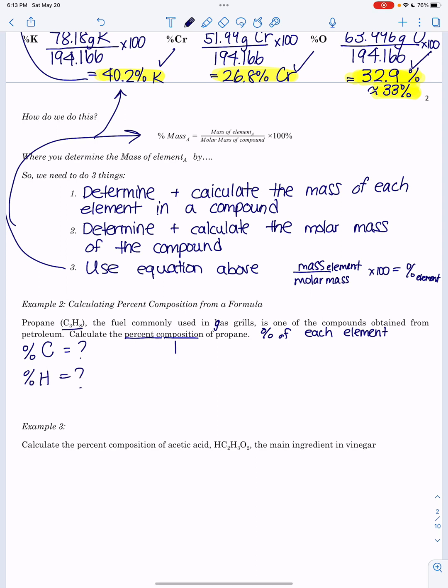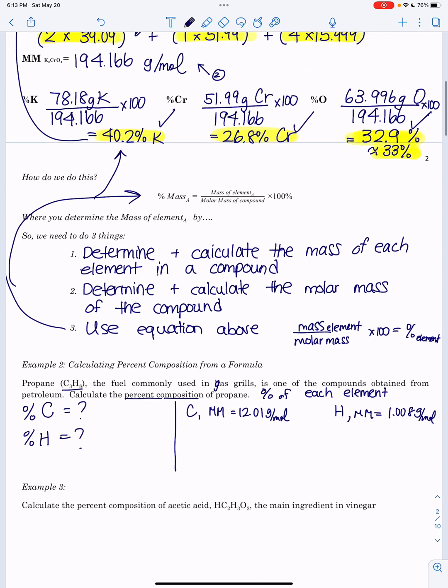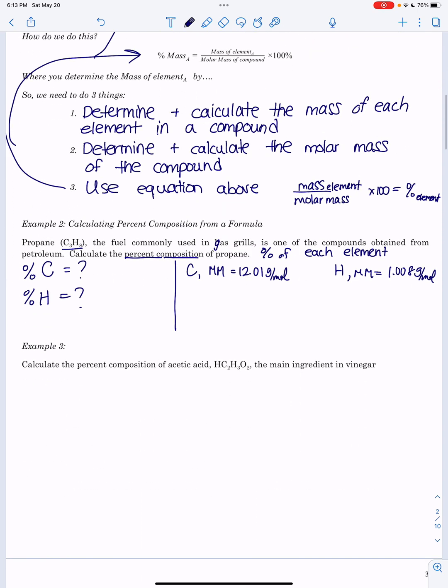So my first step here is I need the mass of each element. Well, carbon has a molar mass of about 12.01 grams per mole. Hydrogen has a molar mass of about 1.008 grams per mole. There are 3 carbons in propane, C3H8. So we're going to do 12.01 times 3.